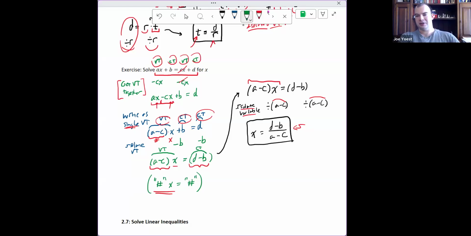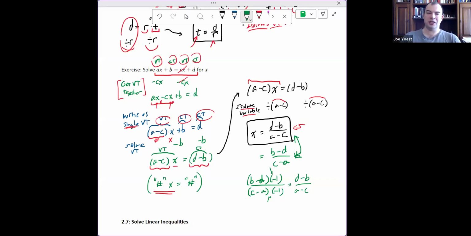If you had done this a little bit differently, you might have gotten b minus d over c minus a. Does this mean there's two different solutions for every linear equation? Well, no. B minus d times -1 over c minus a times -1. If I multiply top and bottom by -1, I see that gives me d minus b over a minus c. These are just the same expression, the same answer. You just get from one to the other by multiplying top and bottom by -1. You don't change the value, it just changes the appearance at a superficial level.